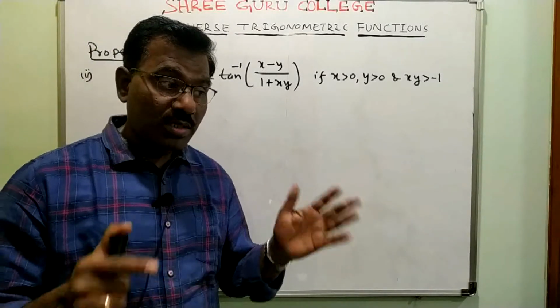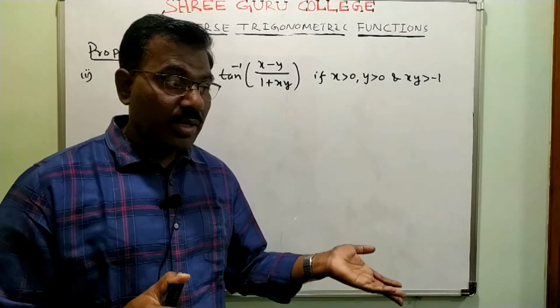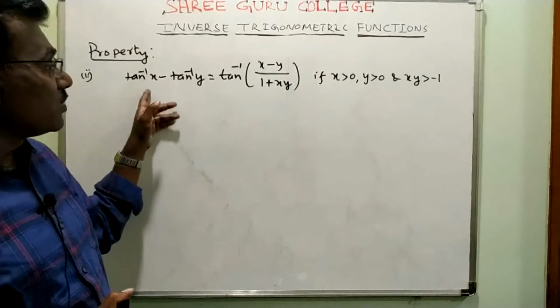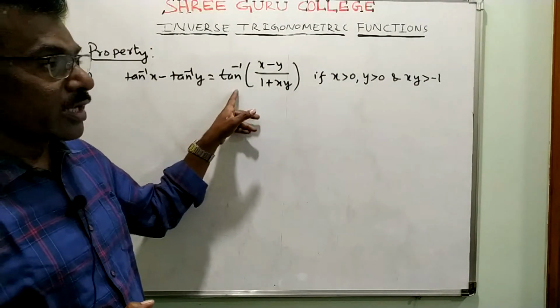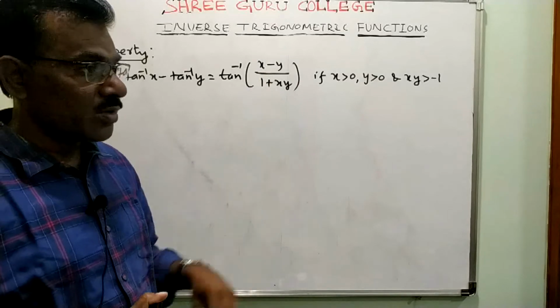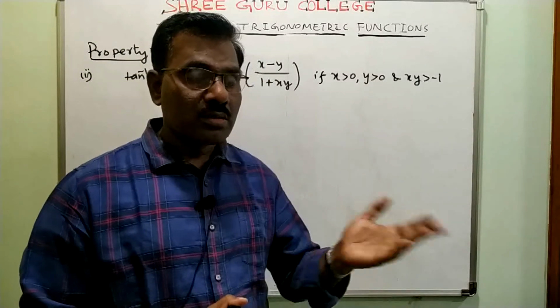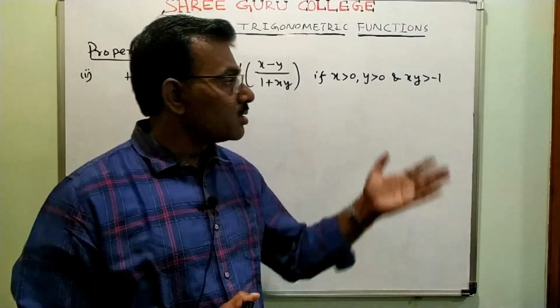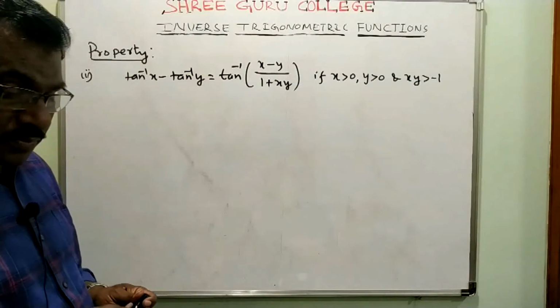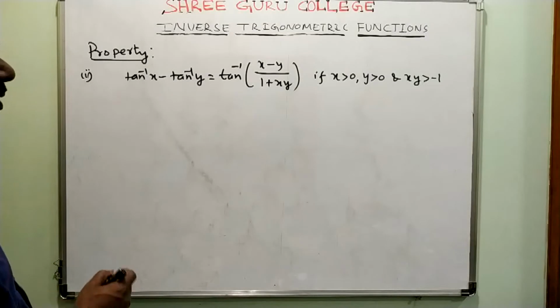X into y, multiplying, greater than -1, now it's correct. Tan inverse of x minus tan inverse of y equals tan inverse of (x minus y) by (1 plus xy). What is the condition? Both x and y positive and xy greater than -1. Okay, xy greater than -1.